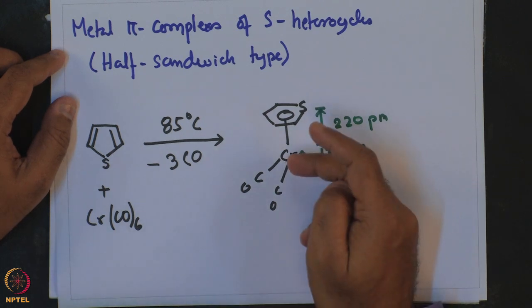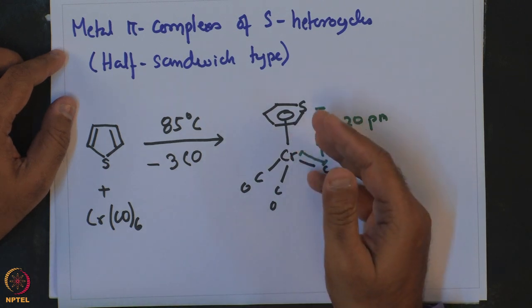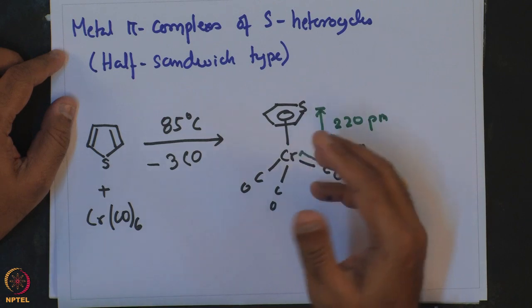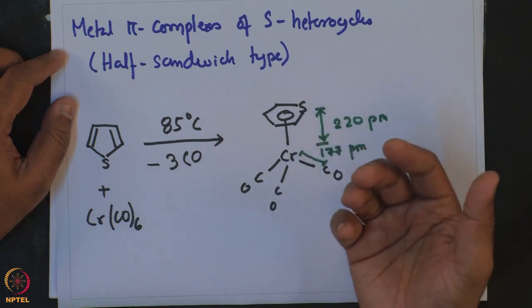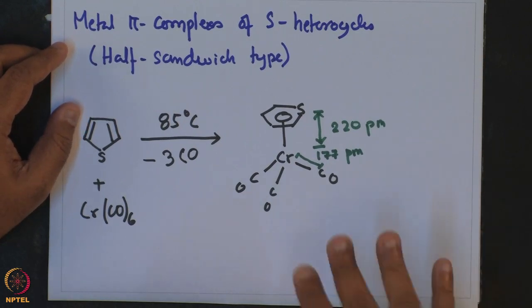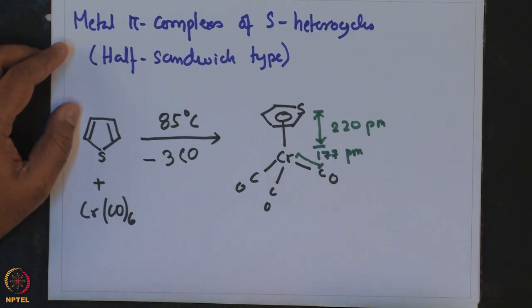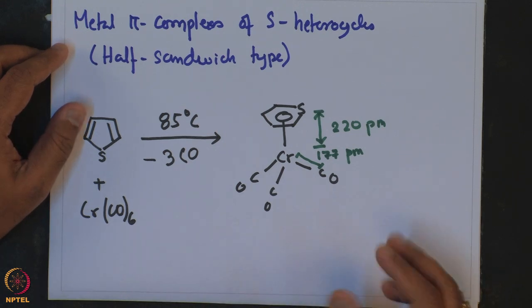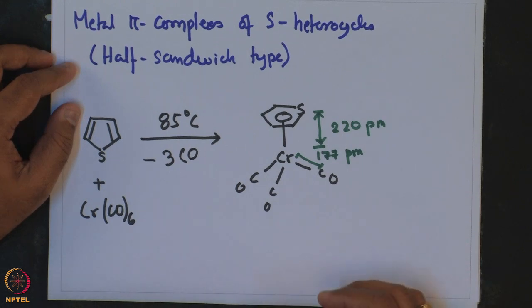Now, this chromium tricarbonyl adduct of thiophene, however, is even less stable than that of benzene. Even though thiophene behaves similarly to benzene in terms of coordination to metal carbonyls, it is not exactly the same, and it turns out that the M(CO)3 adduct of thiophene is less stable than the M(CO)3 adduct of benzene.